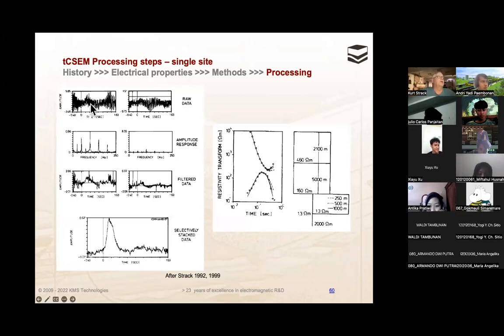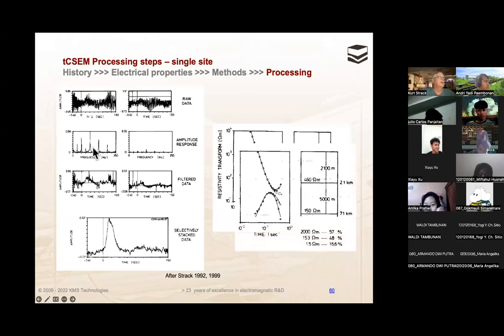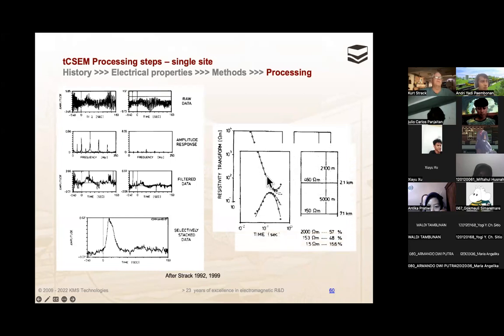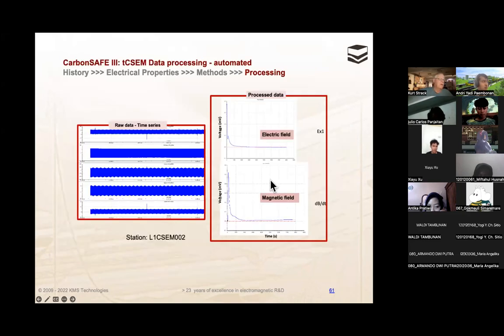These are different raw data sets. This is old processing, the noise in the data itself, and this is then the filtered data, and then the average data, stacked data. And the data gets converted to resistivity transforms. These are 2 different resistivity transforms, which are also inverted on the right side.